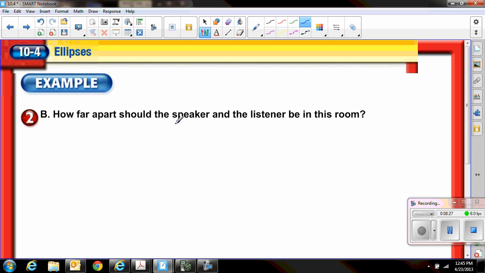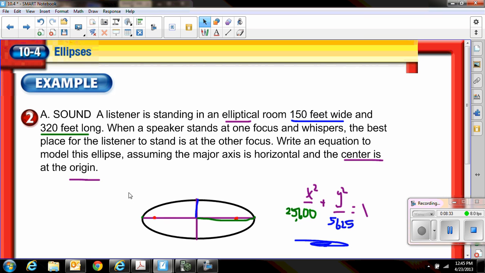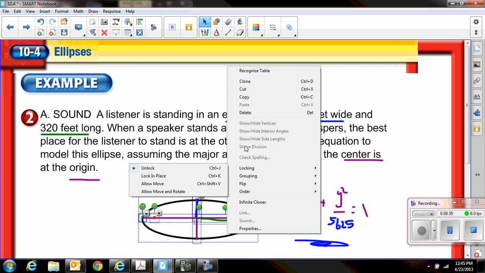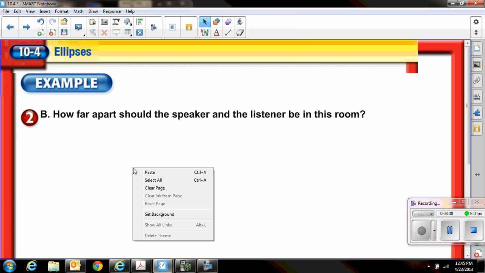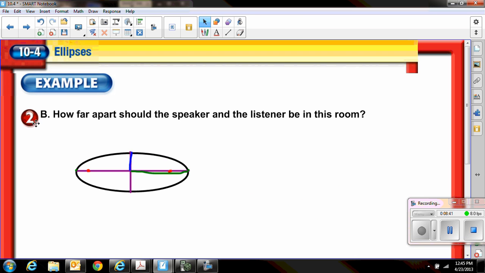Alright, how far apart should the speaker and listener be in this room? Now, let's go back here. Okay, here's my picture from before. I want to know how far speaker 1 should be from speaker 2. The speakers are located at the foci, and if you remember, the distance from the center to one of these foci was given as a length of c. c can be described as the square root of a squared minus b squared.